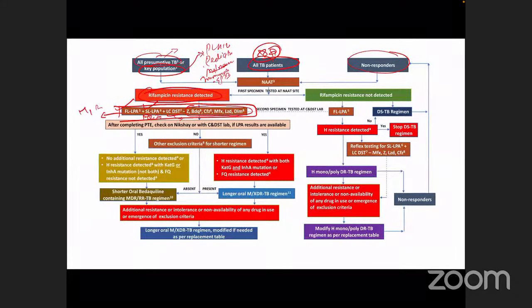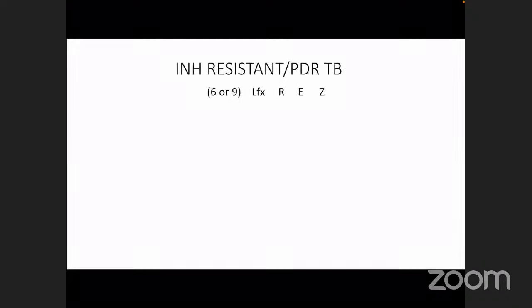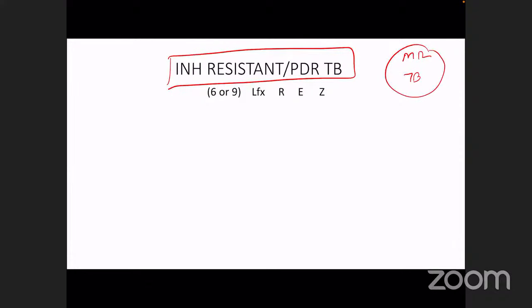Now, before going on to RRTB, let's discuss in short about INH resistant TB. What I was discussing, monodrug resistant TB, that is INH resistant TB, and what is PDR TB: INH plus either E or Z, but not R among the first line. So it is very straightforward.